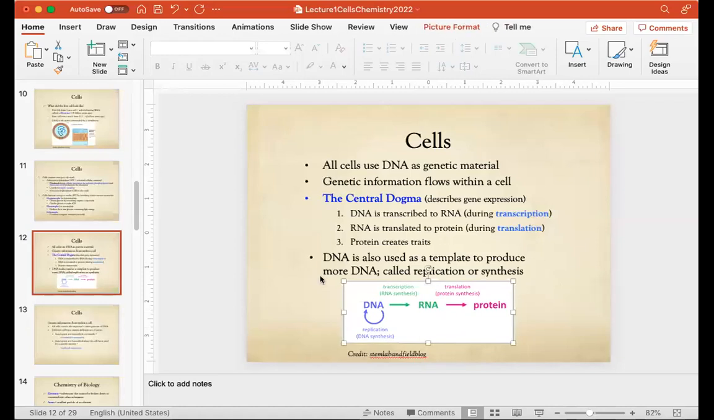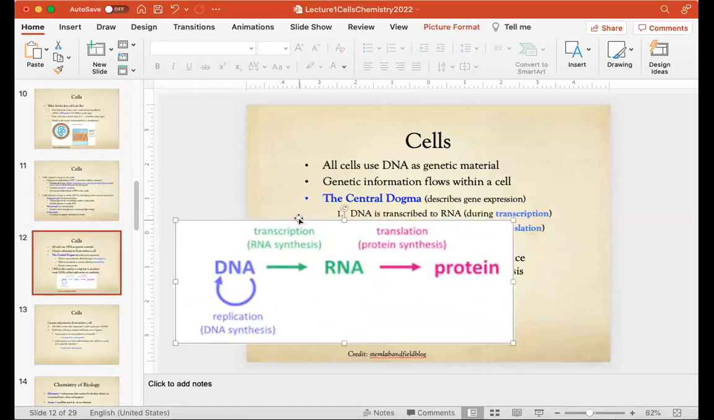This little diagram down at the bottom of the slide just shows us that in a simple form. First, we can see that DNA is used to make more DNA. That's what that purple arrow is showing us. That process is called replication or synthesis. And the other thing that DNA is used for is gene expression through transcription and translation. DNA is used to make RNA through transcription. And then RNA is used to make protein through translation.